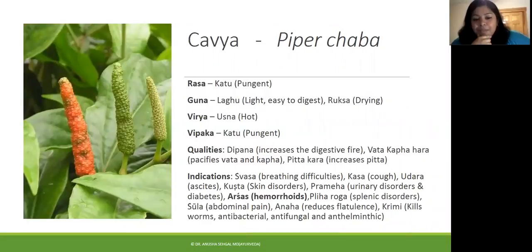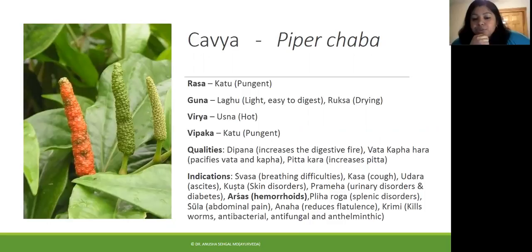Okay, the qualities or gunas for this, in what it exhibits: it is deepana again, it increases the digestive fire. It pacifies vata and kapha, and they have specifically indicated here that this one does increase pitta, okay? If used alone, it will increase pitta. The indications again: it is used for shwasa, kasa. Shwasa is breathing difficulties, kasa is coughing, udara is ascites, kushta is skin disorders, prameha, and it is specifically and especially used for arshas. It's very effective in arshas.